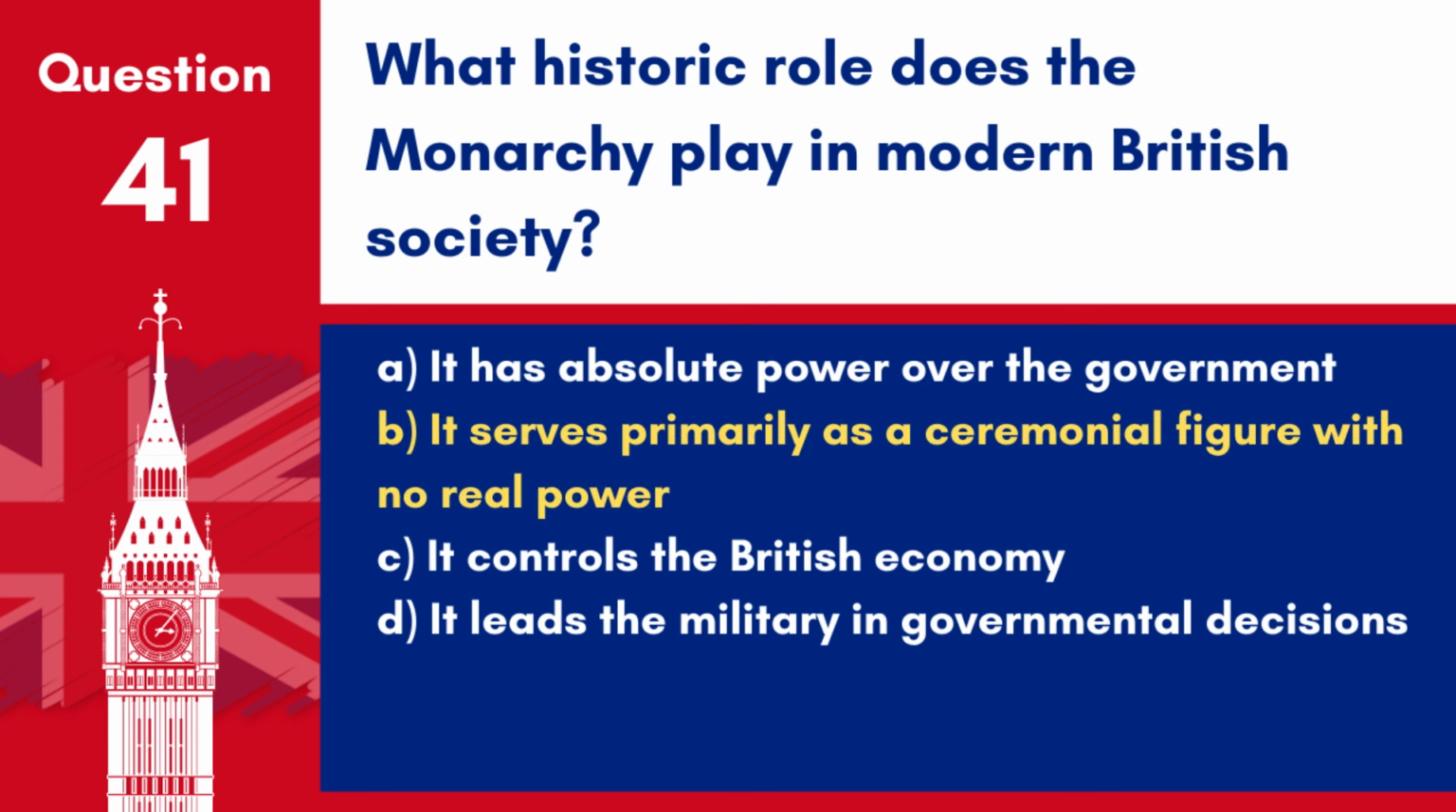Answer: B. It serves primarily as a ceremonial figure with no real power. The monarchy in modern British society plays a largely ceremonial role, symbolizing continuity and tradition, while possessing no real power in the governance of the country.